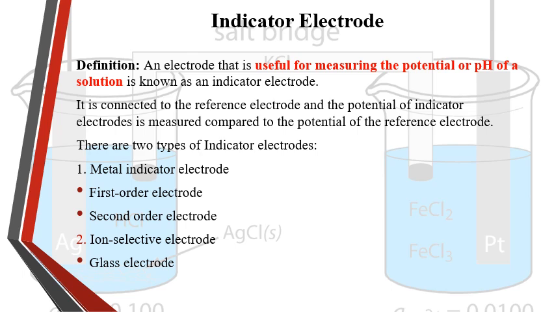For example, hydrogen electrode, glass electrode, there's antimony oxide electrode, and there are two types of indicator electrode, the metal indicator electrode and the ion selective indicator electrode.